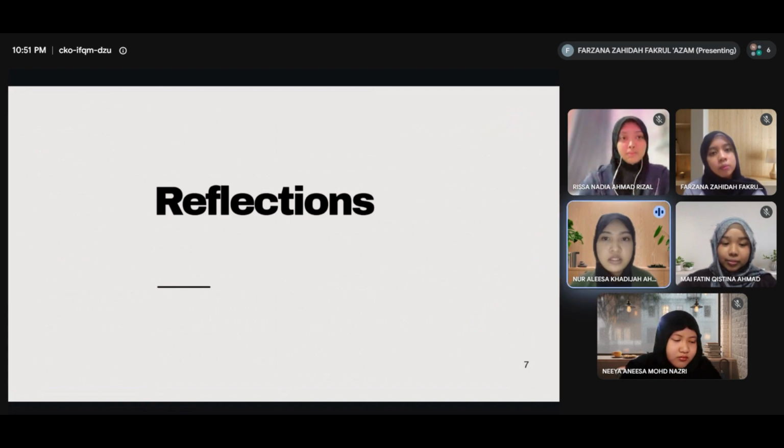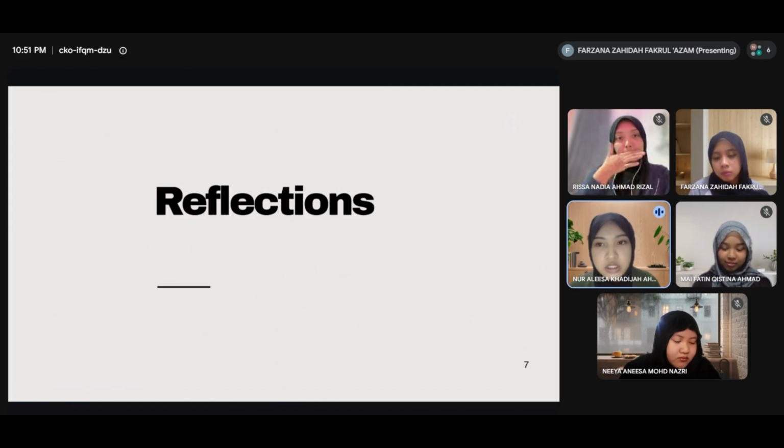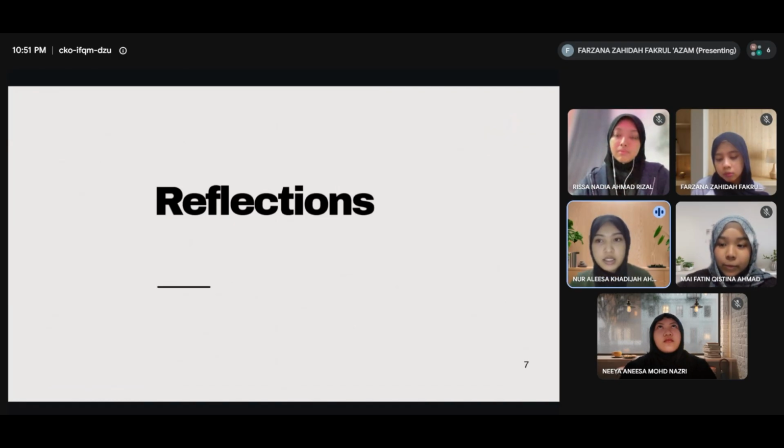So through this translation task, I faced several challenges as a book translator and translation reviewer. One of the main challenges was finding suitable equivalents in Malay for certain English expressions that do not have direct translation. This required me to apply appropriate translation strategies rather than relying on literal translation.